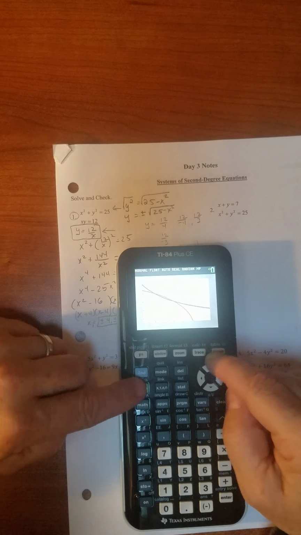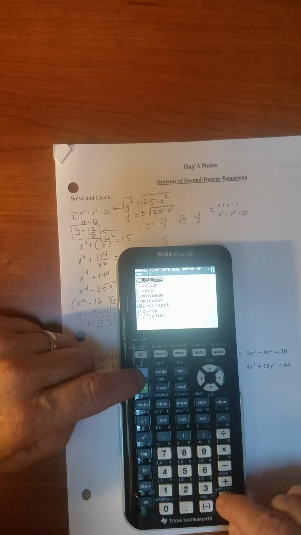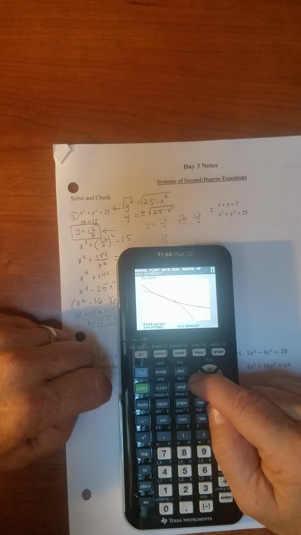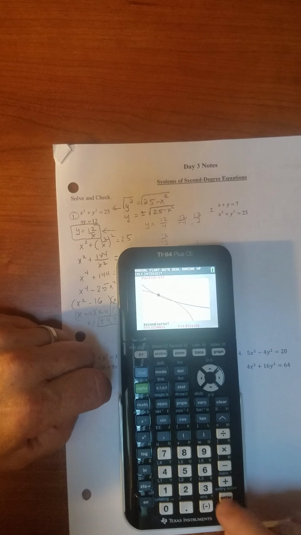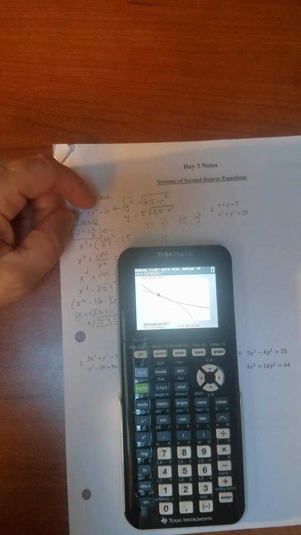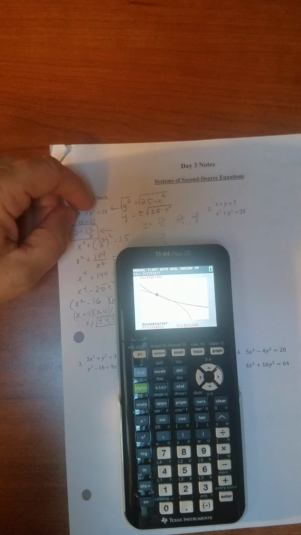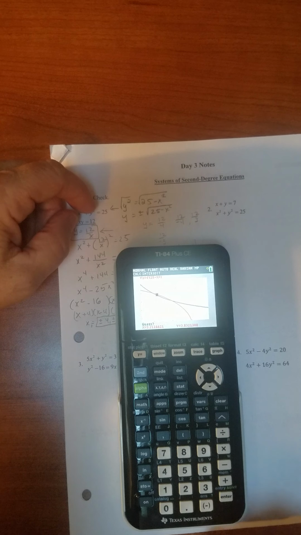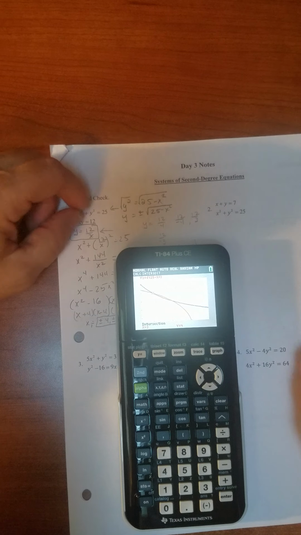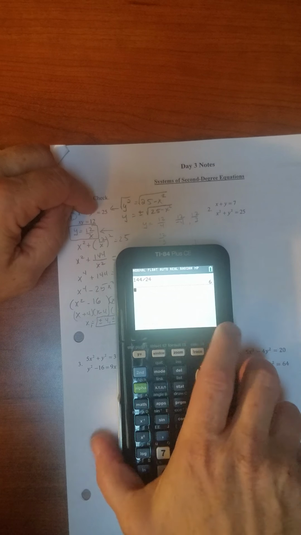Now I'm going to get just one of the intersection points for you. So second, trace, intersect, and I'm going to go to there and hit enter. For the second curve, make sure you're on the right part. Up here it tells you where you are. You're on the circle part and the positive part, so I'm at the top of it. Just make sure they're right there. And then you get one of the points is 3, 4. And then you can go around and get all the rest of them.